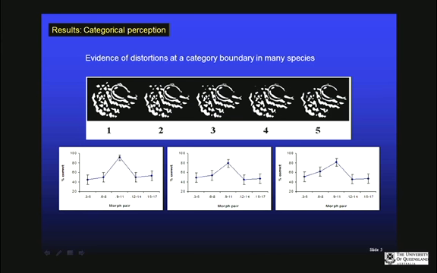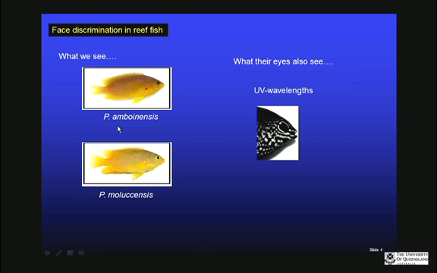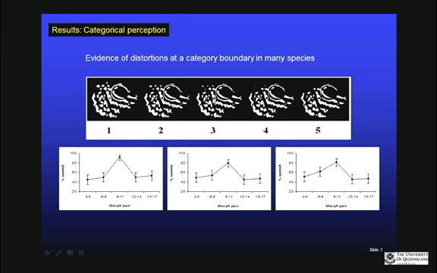You play the same game where you basically create a continuum between one species and another species. So these are two species of damselfish. And obviously that matters to this fish, because he doesn't want to go chasing around the wrong species. He wants to know that it's a conspecific rather than a heterospecific. And sure enough, what you find is improved performance in the boundary between the mid-range between one species of face pattern and another. So this categorical perception seems to span across different species.